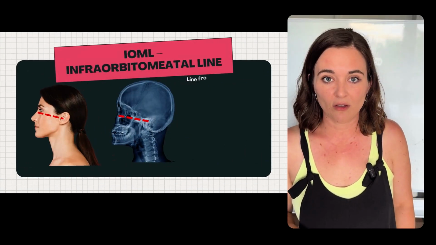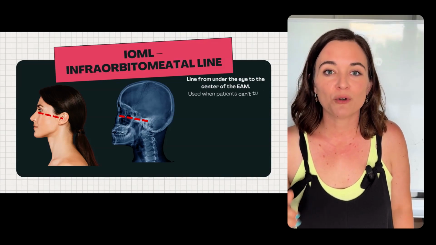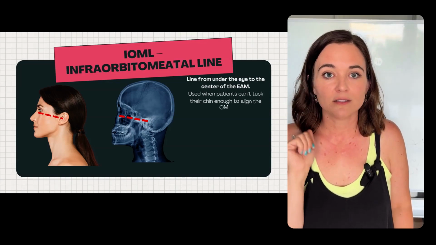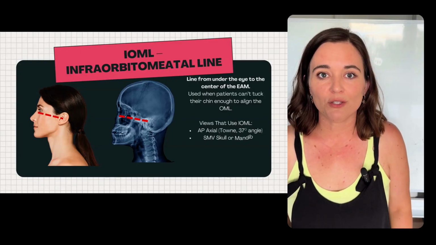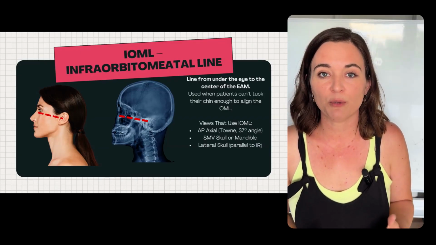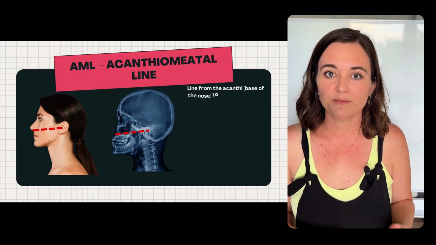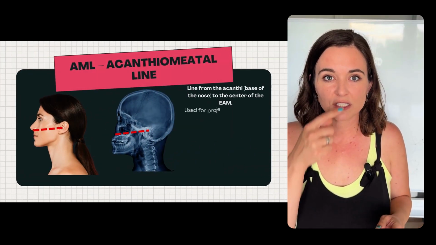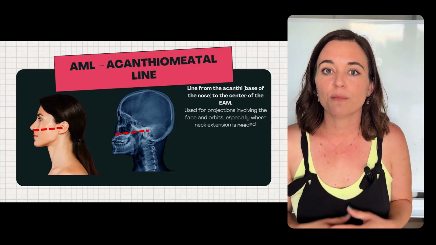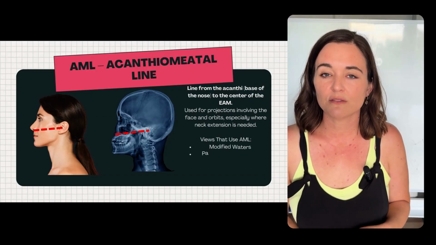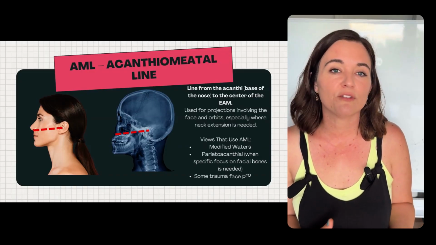The IOML, this is the infraorbital meatal line, from the infraorbital margin, just under the eye, to the EAM. This is used when the OML can't be used, like with somebody with limited neck mobility. Then you have AML. This is your acanthomeatal line. It's from your acanthion, just below your nose, to the EAM. This is crucial for parietoacanthial views, that's your Waters view, to evaluate sinuses or facial bones.